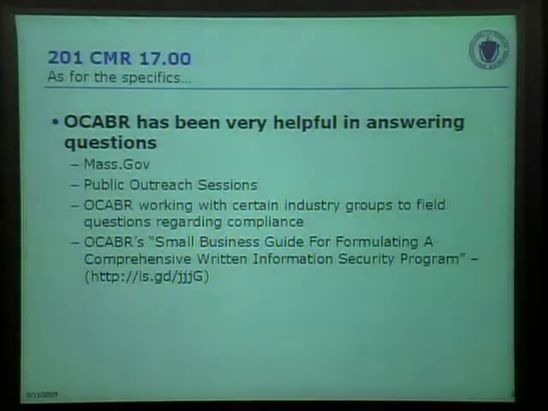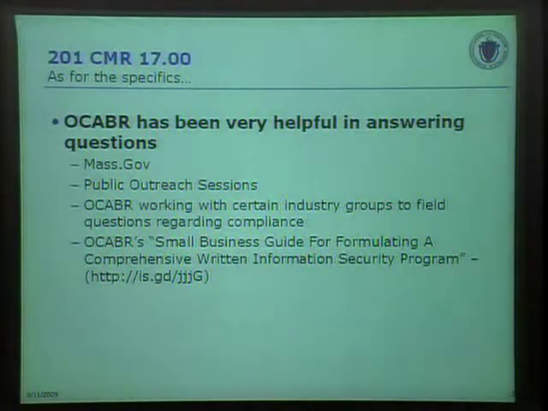And they actually wrote a very nice small business guide for formulating a comprehensive written information security plan for people who need something to start with. It's not a comprehensive guide, just something to start people out. I believe the line that they use is that if you do this, it's not going to mean you're compliant, but it'll show you where to go. The link to that is actually hidden on their website, so I made a quick link. It's is.gd/JJJ with a capital G.